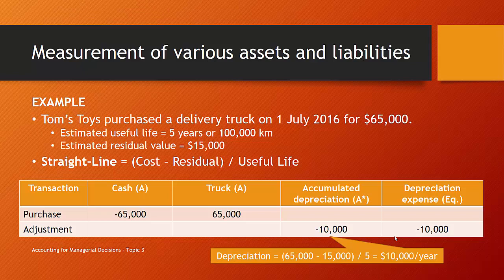So the purchase happens, $65,000 cash going out, $65,000 in truck coming in. So there's no net effect. The adjustment leads to an accumulated depreciation of $10,000. So that's a negative effect to the asset side. So accumulated depreciation is another contra account and exists with the truck. So this means the carrying value of the truck overall is now only $55,000.